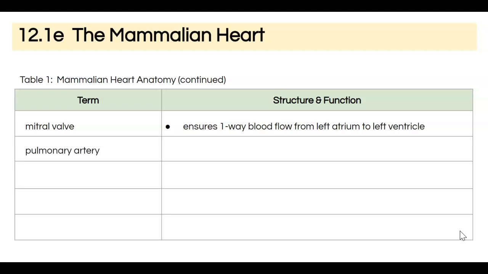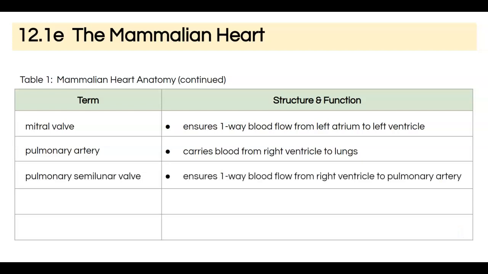Our pulmonary artery, so pulmonary meaning lung. So this is the blood vessel that's going to carry blood from the right ventricle into the lungs. Pulmonary semilunar valve is that valve that's going to make sure, again, that there's one-way blood flow from the right ventricle to the pulmonary artery.